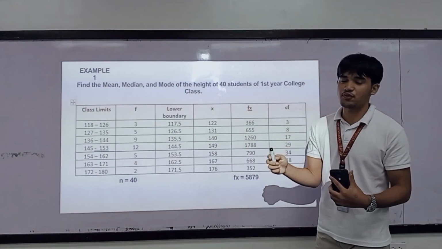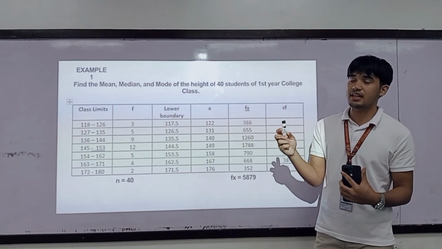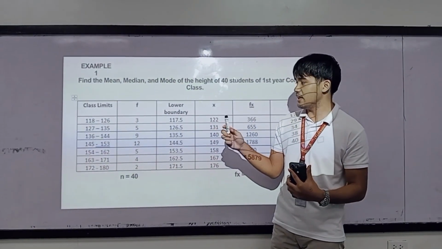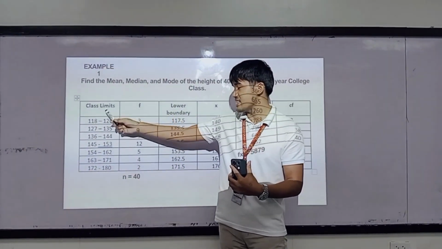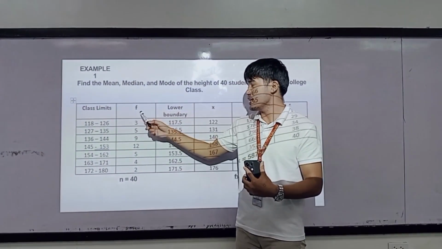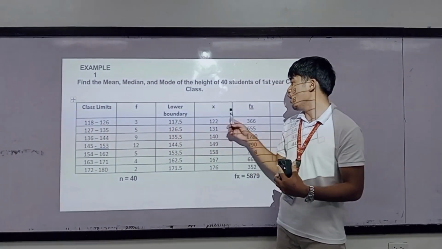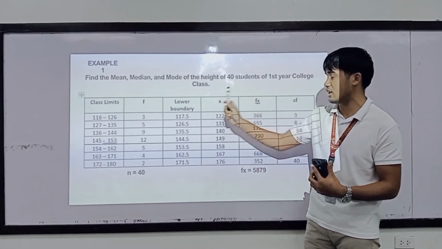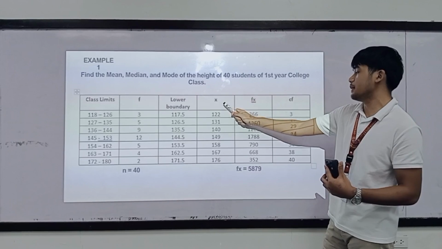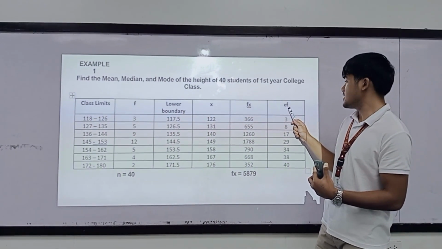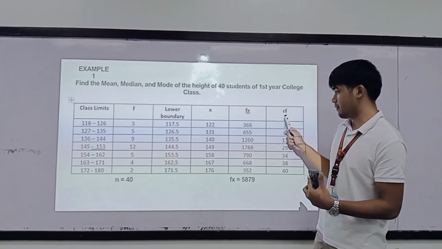But if you are given a test or a specific problem to solve, the usual given is just the class limits and the frequency. But if you have these class limits and frequency, then you can solve all the other data needed for the frequency distribution table, like the lower boundary, the class mark or midpoint, the f times x, and also the cf, or the cumulative frequency.